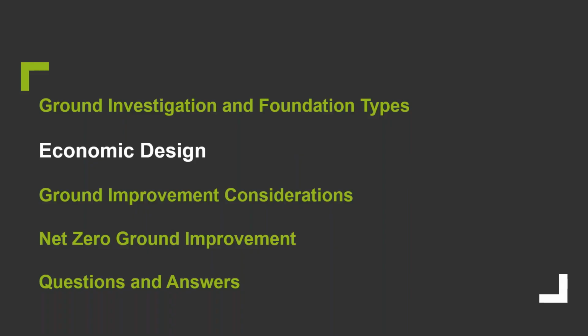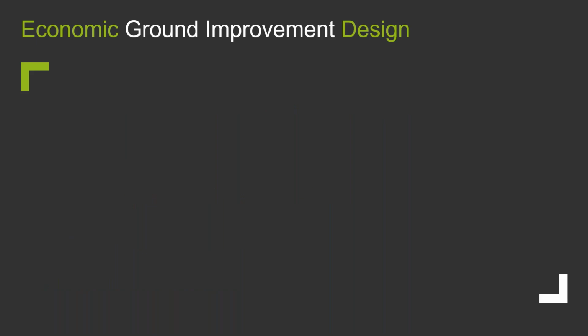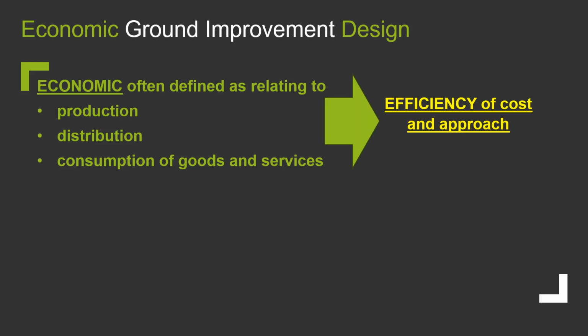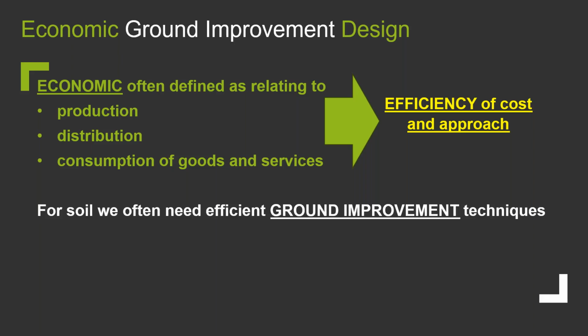So moving on to economic design. I'm not going to put pounds and pence here. I'm talking about economies by way of the techniques and the way in which we go about thinking about the ground improvement solution. So in terms of economic ground improvement design, if you look at definitions of economic, it's associated usually with a production line, about making something, goods and services, but it's not always the case with us. I would say that it's efficiency of our cost and approach that is probably the economic part of the economic ground improvement design. And then when we're doing the ground improvement, it's the technique, and again, it's the efficiency of it. I think the common factor here is the efficiency.